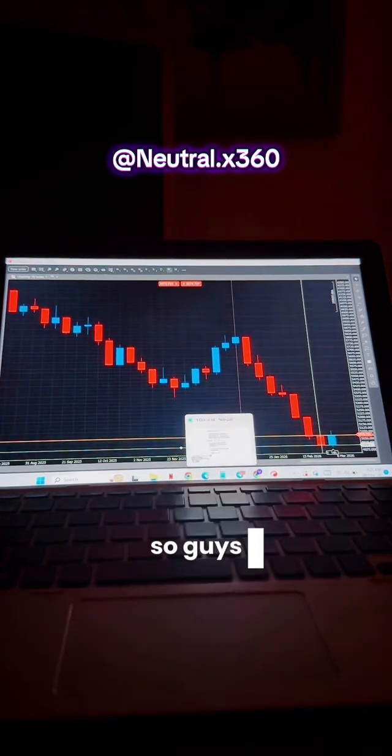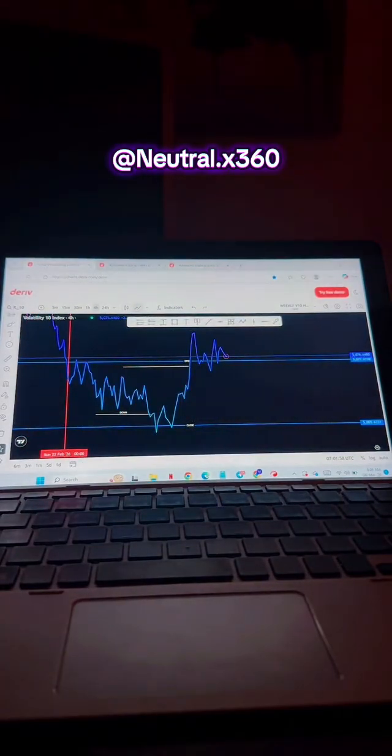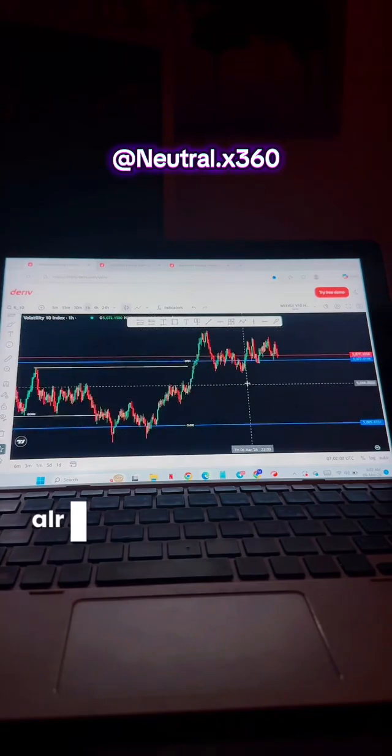So for V10 now, guys, I'm not really seeing anything on the chart. So don't put it in your head that you must trade or you must see something on the chart. I'm not seeing anything at the moment on V10. Alright, I'm not seeing anything at the moment here.